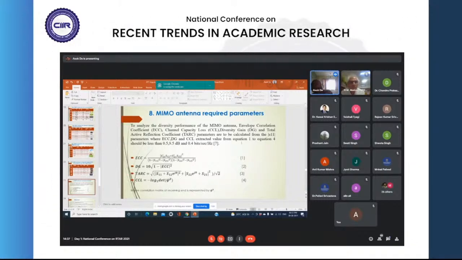What are the required parameters for the MIMO antenna design? Two very important parameters are the diversity parameters: the envelope correlation coefficient ECC, channel capacity loss, diversity gain, and total active reflection coefficient are the main parameters to be looked into to design a MIMO antenna system. Now, in terms of scattering parameters, you will find in the literature that ECC, the envelope correlation coefficient, the diversity gain, the total active reflection coefficient, and this CCL are given by these expressions.